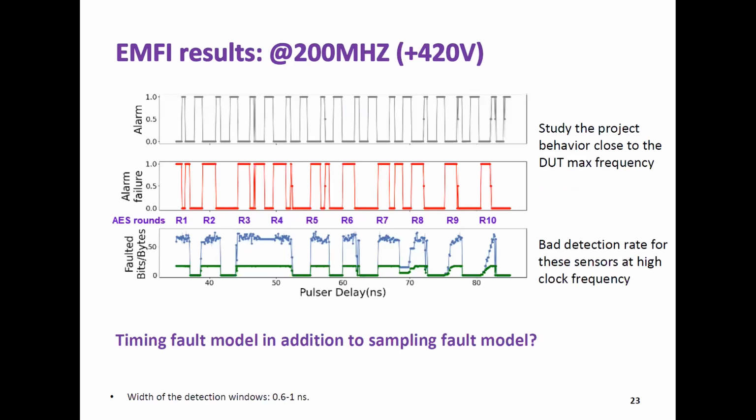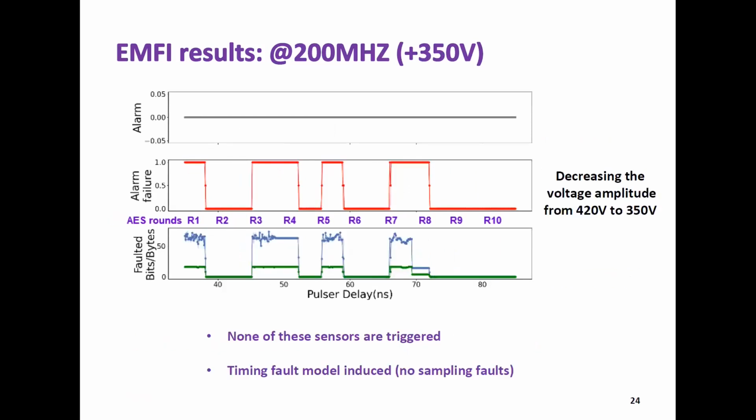We see a different behavior obtained. No more periodic injection windows in the AES. And we see a bad detection for this sensor at high clock frequency. That's why we put forward a hypothesis: it's the timing fault model in addition to the sampling fault model. We see that at this frequency, the threshold voltage amplitude required to inject a fault in the AES is 400. But if we decrease to 350 volts, we see none of these alarms are triggered, but we injected faults in the AES.